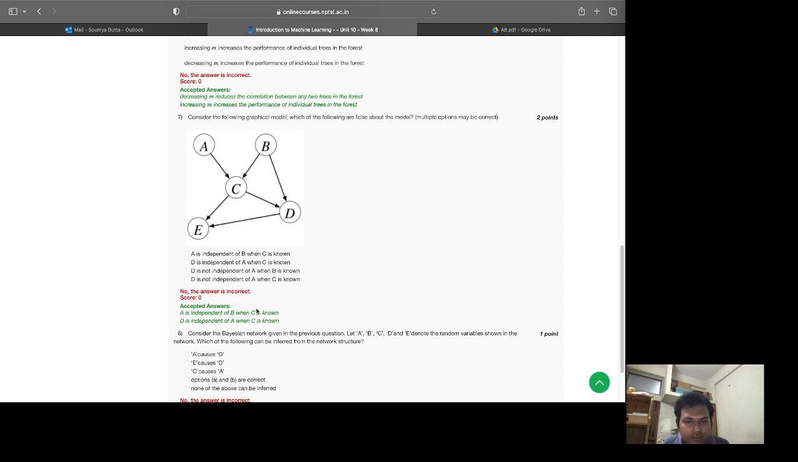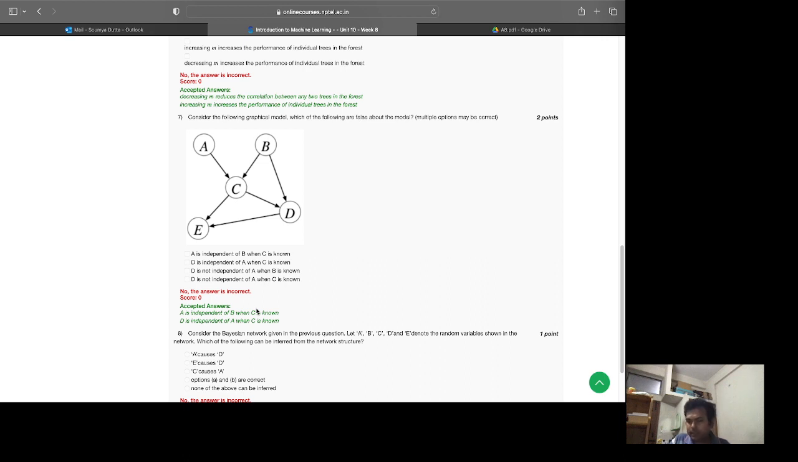D is independent of A when C is known. You know C. That doesn't mean D becomes independent of, let's say, B. And D is not independent of B. The second option is, D is independent of A when C is known. Of course, C you know, right?